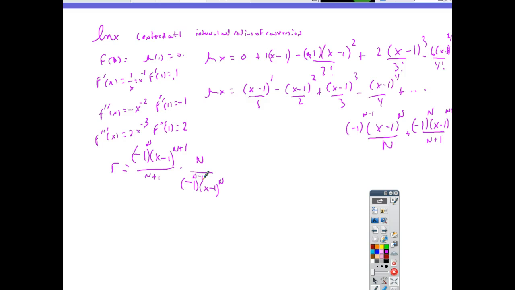Thank you, sir. All right, so I got one more n on top than bottom. I got one more -1 on top than bottom, so I put a -1 there. I've got one more x minus 1 on top than bottom, so I get an x minus 1 on top. I have an n on top and an n plus 1 on the bottom. Anything else I need to worry about?